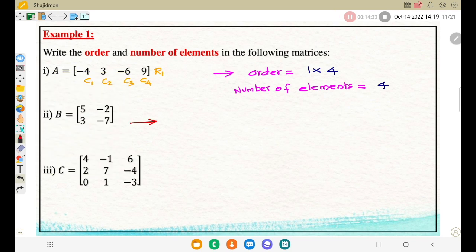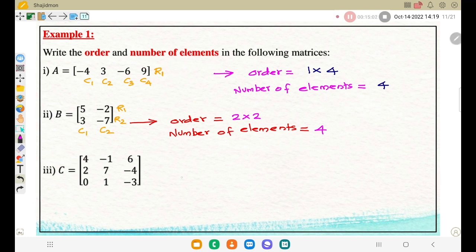The second example, B. What is the order of this matrix and how many elements? So you can see this matrix, we have first row, we have second row, we have column number 1, we have column number 2, correct? So what will be the order of this matrix? The order is 2 by 2, 2 rows and 2 columns. So how many elements? 2 multiplied by 2, that means 4, correct? 4 numbers are there in that matrix.